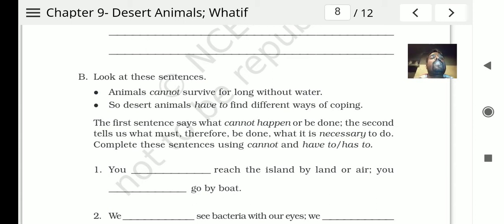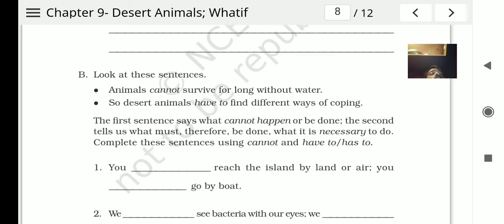The first sentence says what cannot happen or be done. The second tells us what must, therefore, be done, what it is necessary to do. Complete these sentences using cannot and have to or has to. Dear students, this is very easy to solve. What we have to do, we have to fill up appropriate cannot and have to according to the sentences.